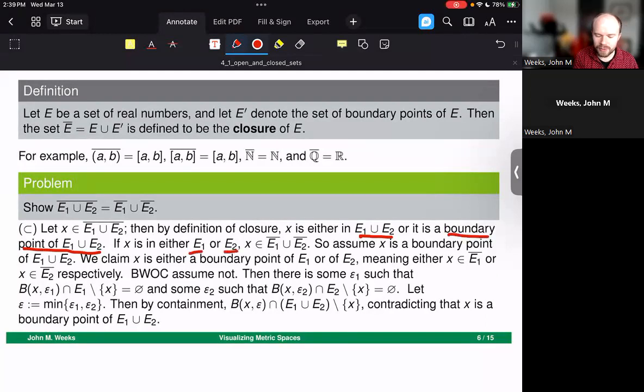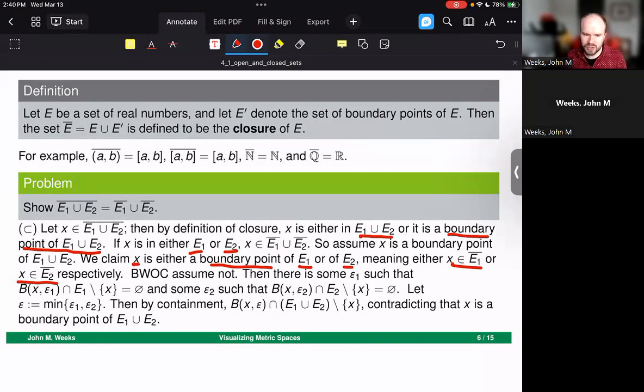Well, if X is in E1 or E2, then it's inside of the closure of E1 union with the closure of E2 automatically. So we don't have to worry about those. So let's assume that X is a boundary point. If we claim that X is a boundary point of E1 or of E2, that means that X is going to be inside of the closure of one of those two sets, in which case we would also be done.